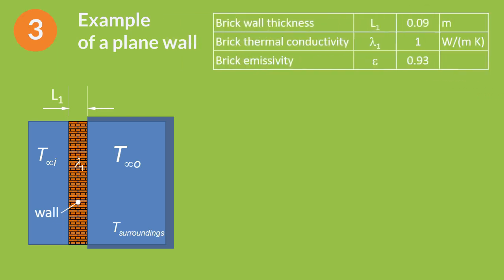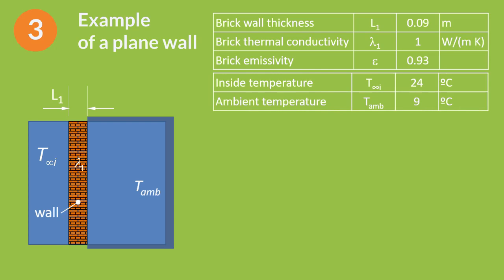The brick thickness is 9 mm, its thermal conductivity is 1 and its emissivity is 0.93. We can assume that both the outer air and the surroundings are at ambient temperature. Berta and Albert want to keep home at 24 Celsius degrees. After consulting weather statistics, we check that the average ambient temperature in December is 9 degrees.